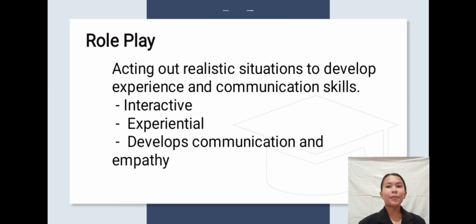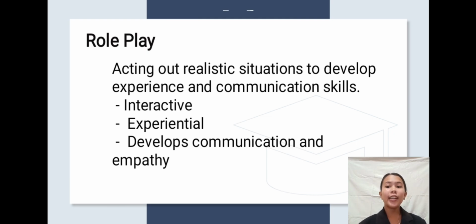Next is role play. Acting out realistic situations to develop experience and communication skills. Role play allows students to experience real-life situations and practice communication skills in a safe environment. So it's a highly interactive and experiential method. For example, simulating a customer service interaction helps students practice conflict resolution and empathy.